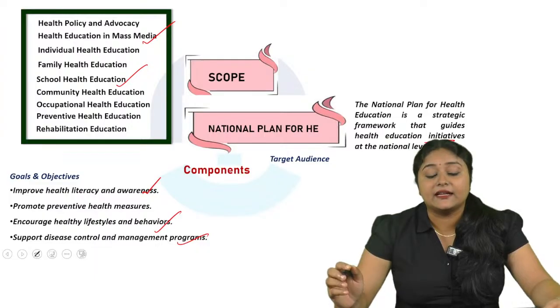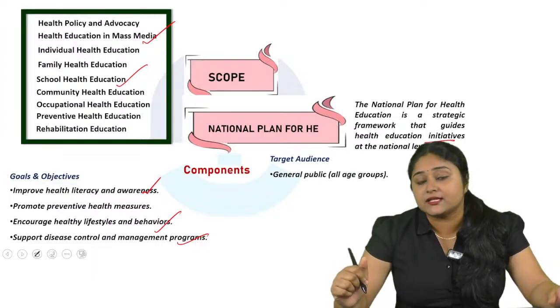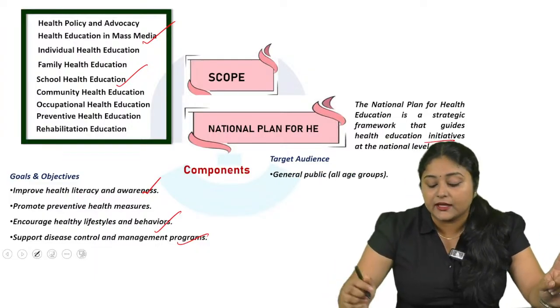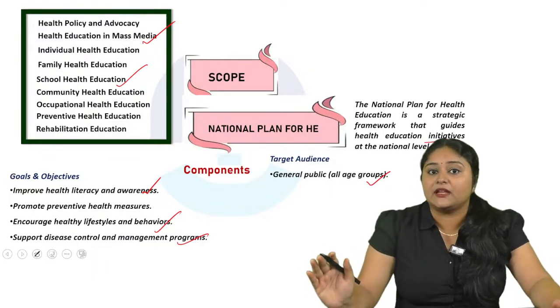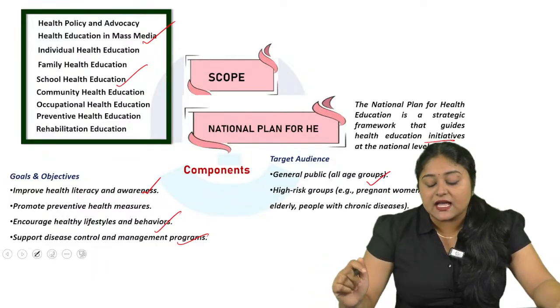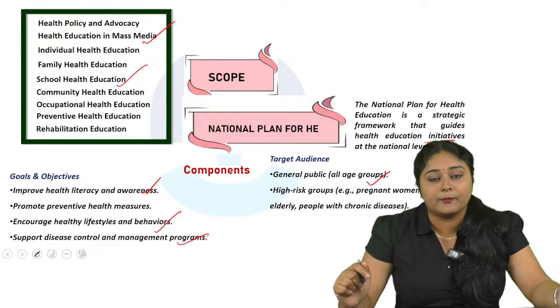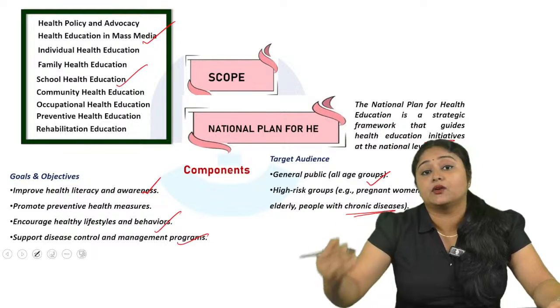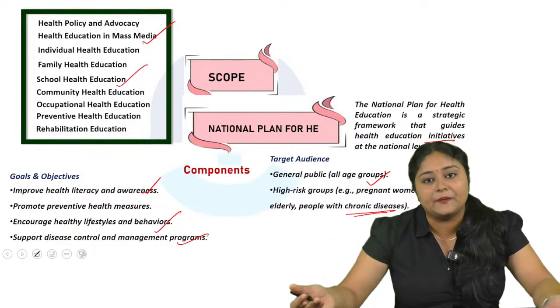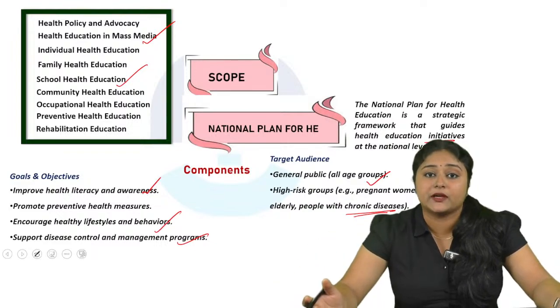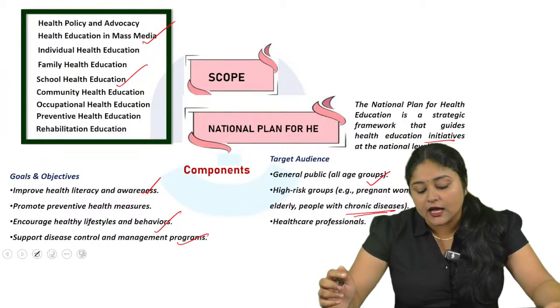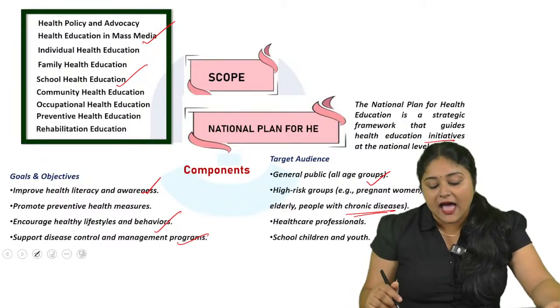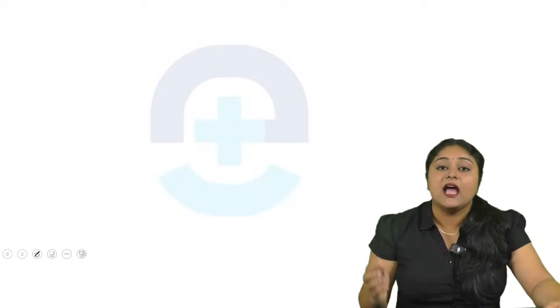Now come to the target audience. In this target audience, obviously first comes the general public, so all age groups of people in community settings. Next is the high risk group of people, for example pregnant mothers, elderly people as well as people with any kind of chronic diseases, for example diabetes mellitus or cancer or tuberculosis, anything. Okay. Next come the healthcare professionals and then school children as well as other persons.